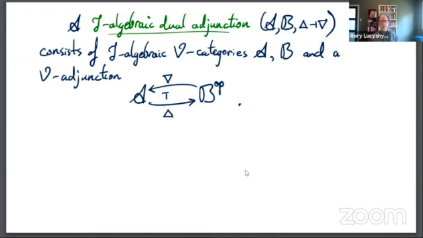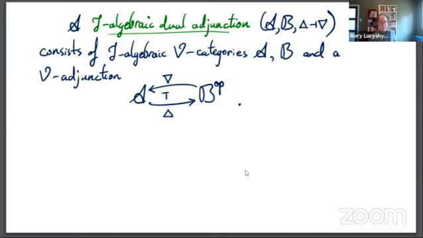Okay. Now this brings us to one of the main concepts of the talk, the concept of J-algebraic dual adjunction, which I have spoken about at an earlier CT conference. At the time I called them J-algebraic dualities. The term being used now is J-algebraic dual adjunction. A J-algebraic dual adjunction consists of, first of all, a pair of J-algebraic V categories and a V adjunction of the following form, a contravariant V adjunction between these two V categories. So in other words, a J-algebraic dual adjunction is a V-enriched dual adjunction between J-algebraic V categories.